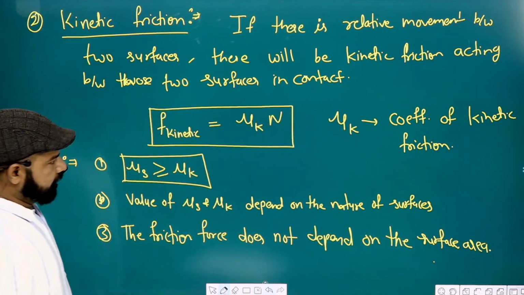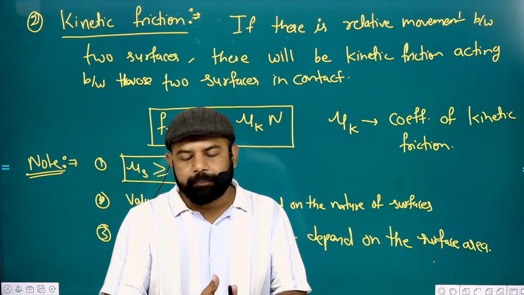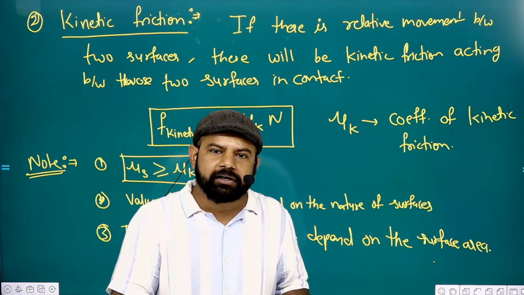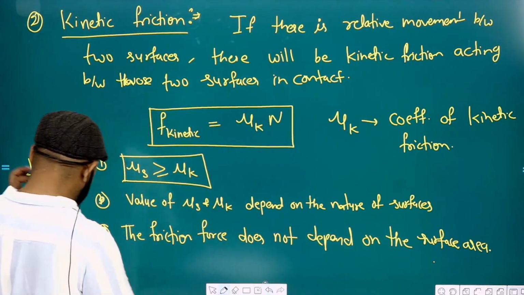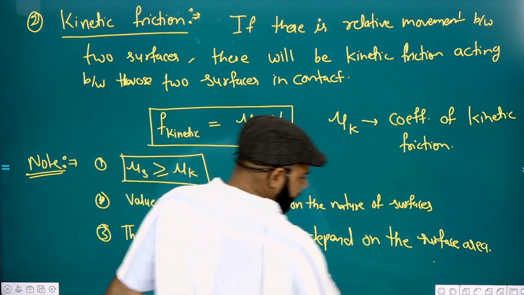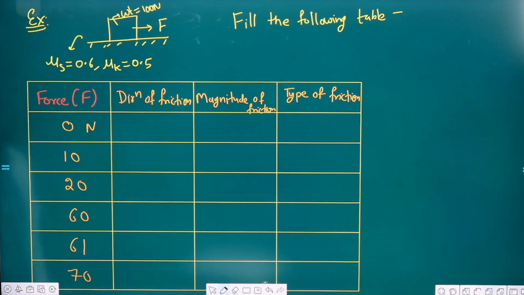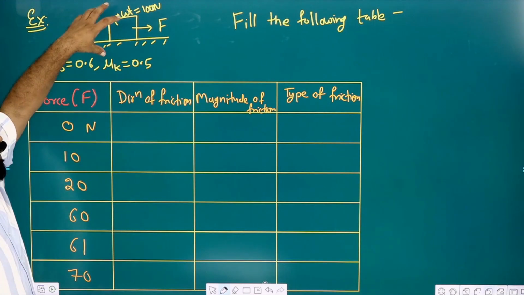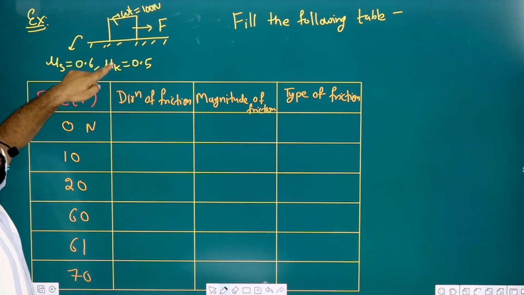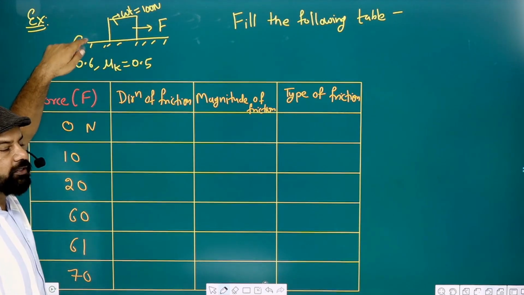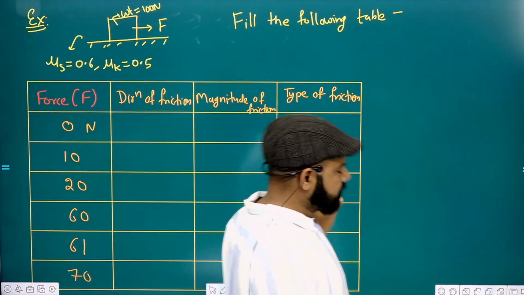Okay. So here we have discussed friction, what is friction, then types of friction, static and kinetic, then the value of static friction as well as kinetic friction. Now let us practice an example over this concept, right? We have a block whose weight is 100 Newton. Values of mu s and mu k are given for the surface as 0.6 and 0.5. Now we have to fill this given table.